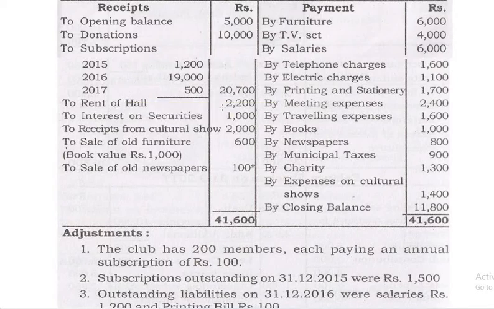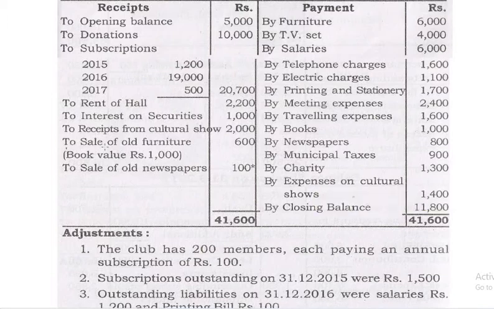Rent of hall, revenue item. Interest on securities, adjustment is there, 500 should be added. So this will be credited to the income and expenditure account. Receipts from cultural show to be credited to the income and expenditure account. There is a related item here, expenses on cultural shows, so this should be debited to the income and expenditure account. Alternatively, on the income side, in the inner column you can put 2,000 receipts from cultural show, less expenses on cultural shows 1,400. So surplus from cultural show 600 rupees you can take to the credit side.